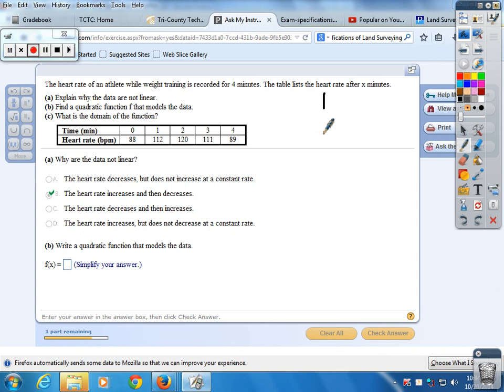All right, so we got a graph. 0 and 88. What is 0 and 88? Somebody tell me what that is. That's your y-intercept. So that means you got something to start off with for your equation. 1 and 112. 2 and what? 120. 3 and what? 111 is right there with 112. And 4 and what? So what's this parabola doing? The heart rate then decreases. So that's your answer there.